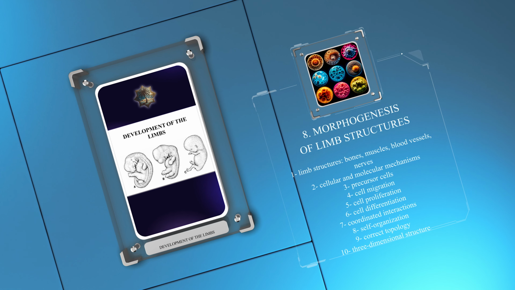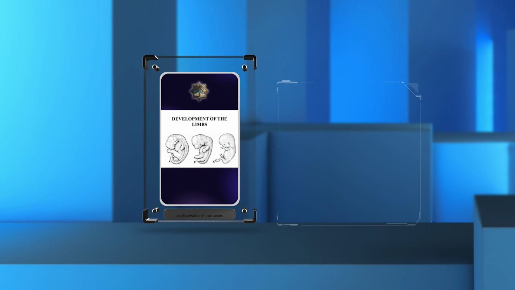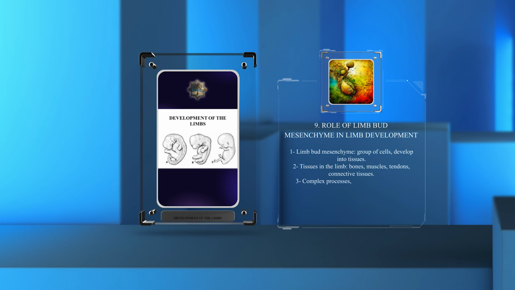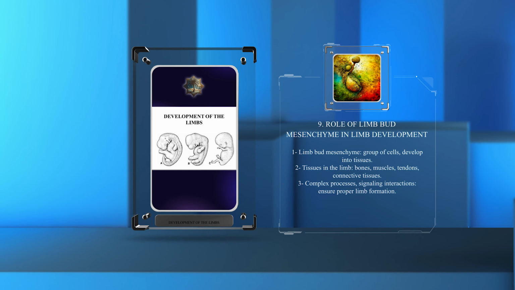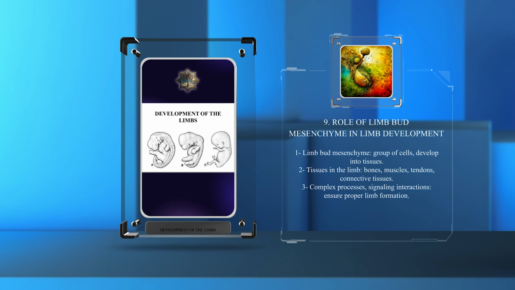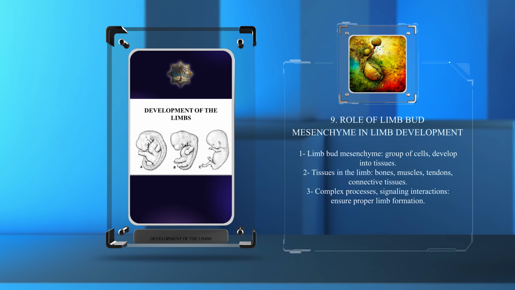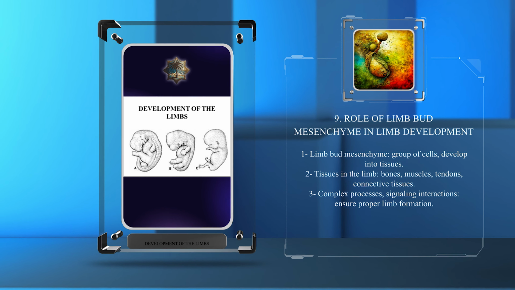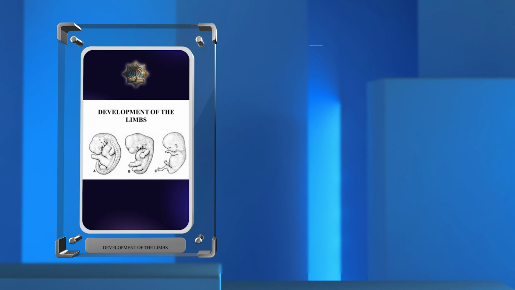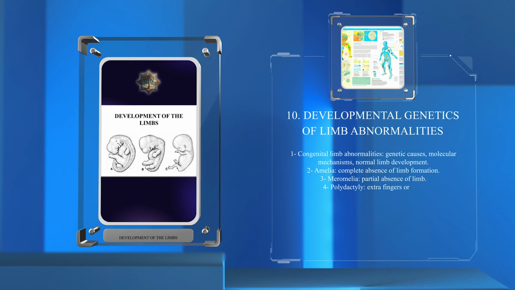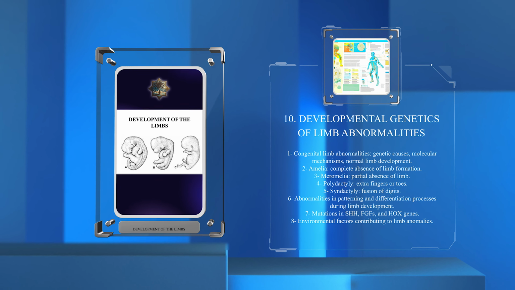of limb tissues. Limb bud mesenchyme is a group of cells that develop into different tissues in the limb, like bones, muscles, tendons, and connective tissues. These cells go through complex processes, guided by signaling interactions, to ensure proper limb formation. Understanding the genetic causes and molecular mechanisms underlying congenital limb abnormalities provides significant insights into normal limb development.